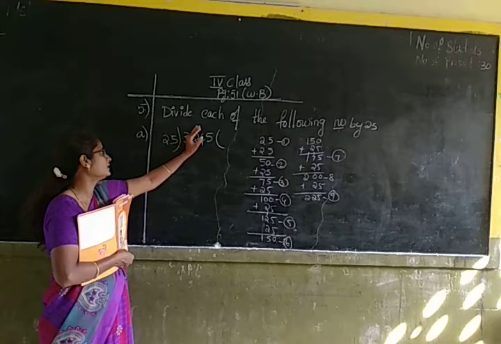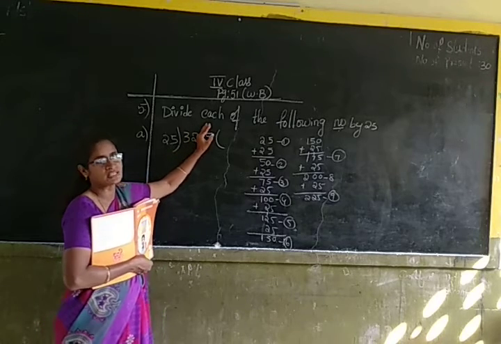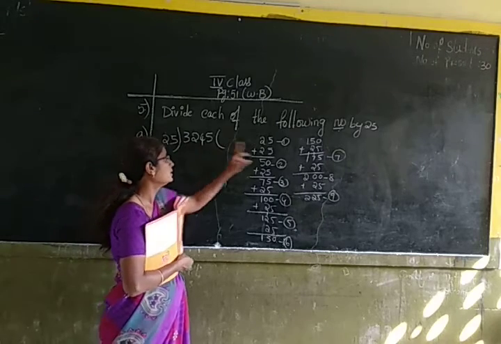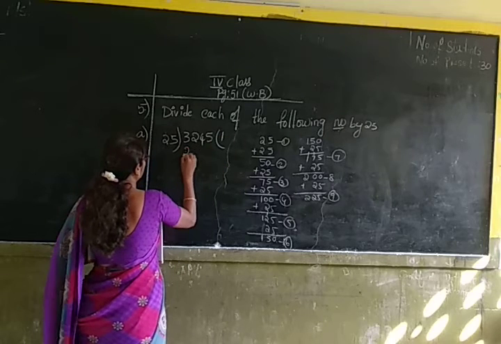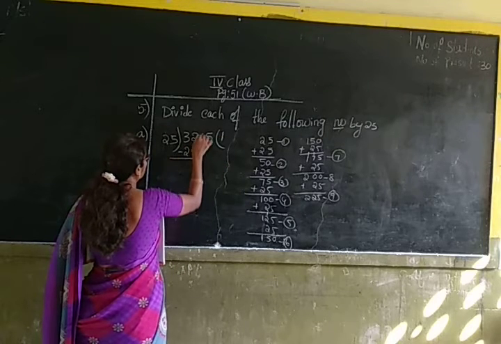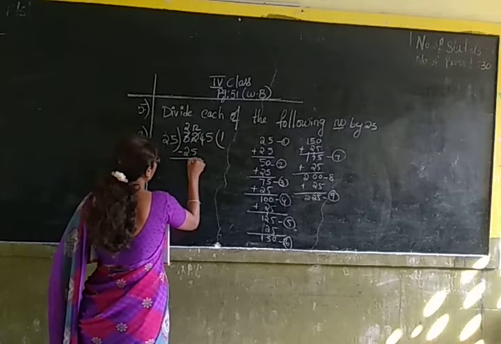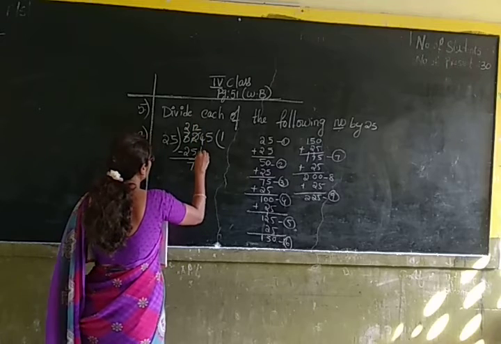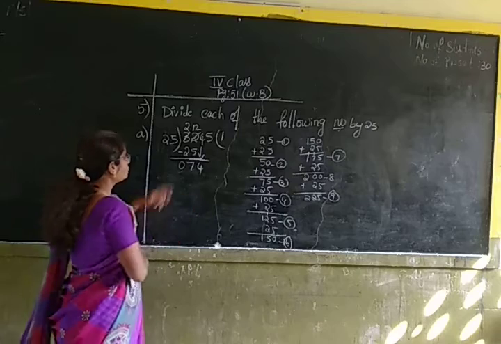If you take 1 digit, 3 will be smaller than 25. So you have to take 2 digits, which is 32. So how many times does 25 go in 32? 25 goes 1 time in 32. 12 minus 5 is 7. Bring down 4. 2 minus 2 is 0.